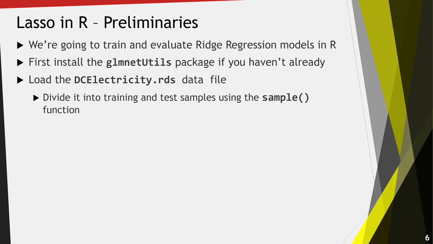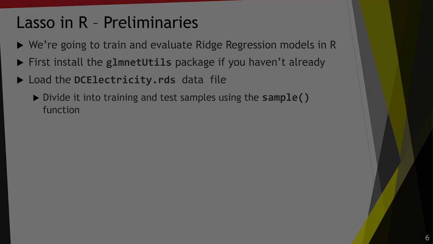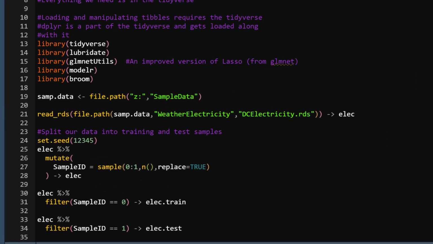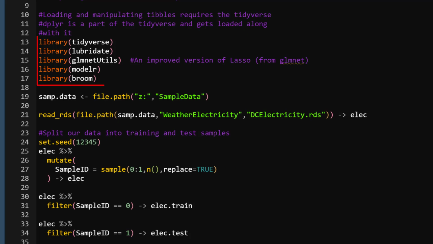We'll load the dcelectricity.rds data file, and just like before, we'll divide it into training and test samples using the sample function. So looking at my R code, you've seen all this before. We'll load all the appropriate libraries, including the glmnet utils library. We'll also use modelr and broom. I'll load the sample data, then divide it into two data sets, a training and a test data set, using the sample function. I'll just run all of that now.